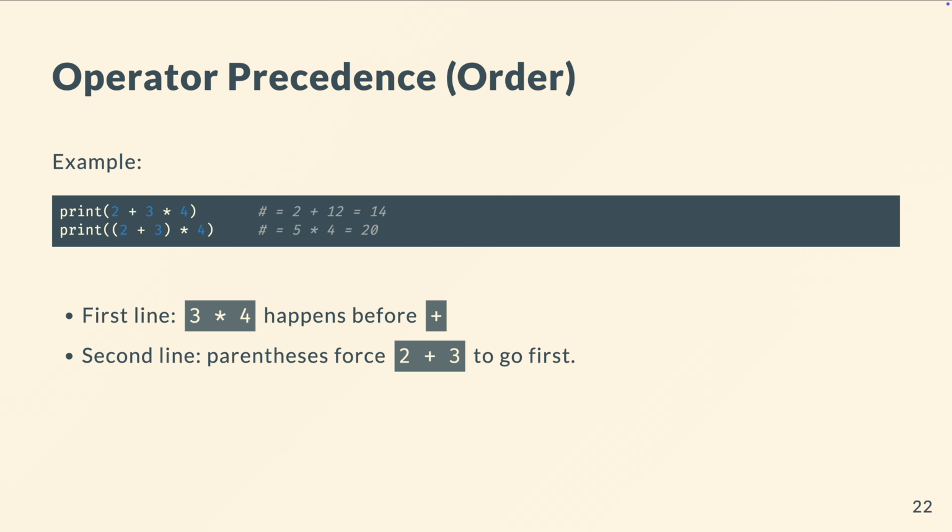Look at the first example. 2 plus 3 times 4. Python does 3 times 4 first, which is 12, then adds 2 to get 14. In the second example, parentheses force 2 plus 3 to happen first, which is 5. Then 5 times 4 is 20. Parentheses let you control the order.